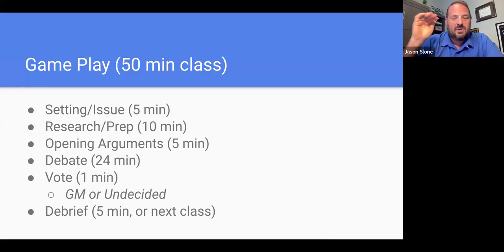Okay, so it's typically set the issue, let the students do some research and get prepared. One person from each team makes an opening argument, and then the floor is open for debate. And then I always emphasize, of course, the for and the against have a very clear purpose and audience. They're trying to persuade the undecideds to vote for them.